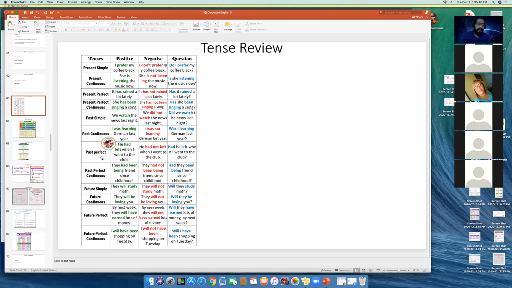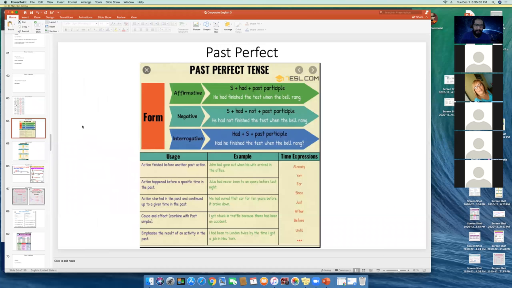Okay. And so this is where we're at, past perfect. And so now let's explain what this is and how it works. We have the positive, the negative, and the question. Affirmative, negative, and interrogative.